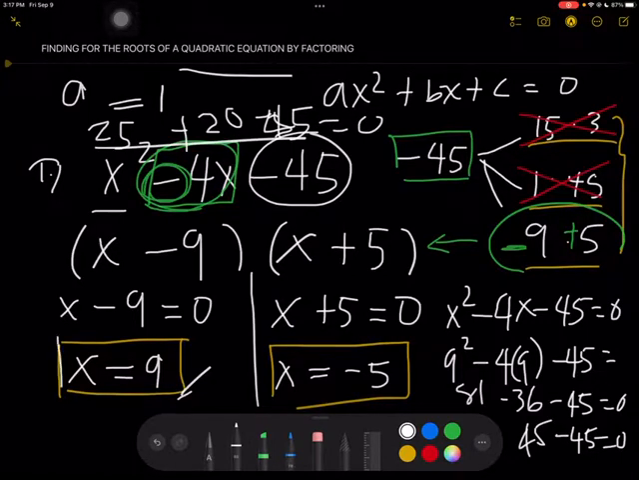So the two roots will always satisfy the given equation. So that's how you do the factoring if your a is equal to 1.